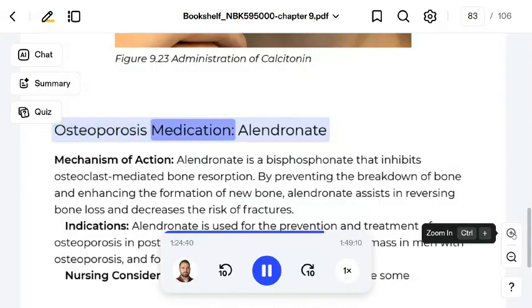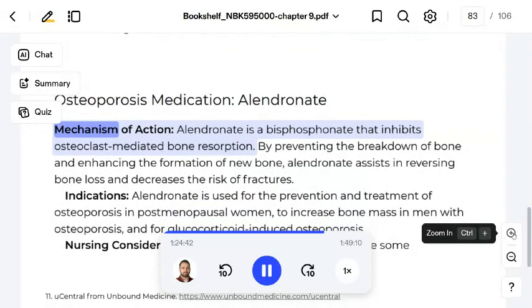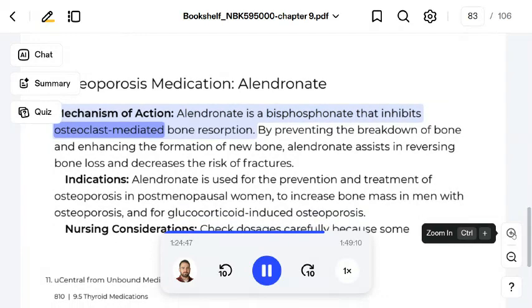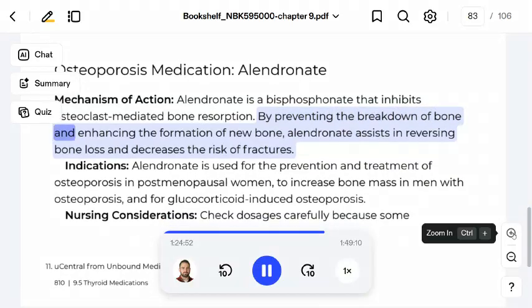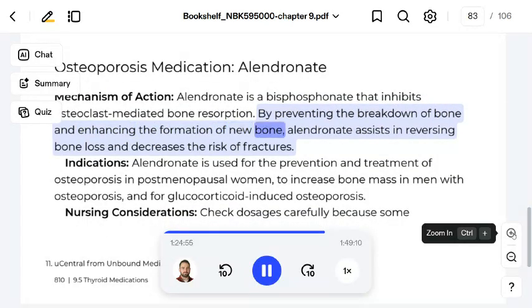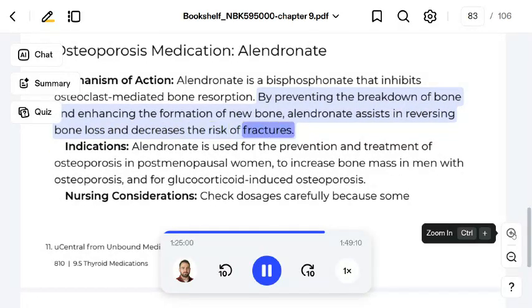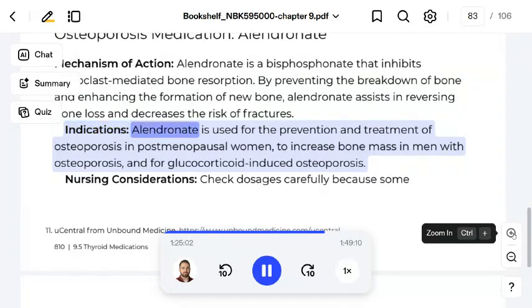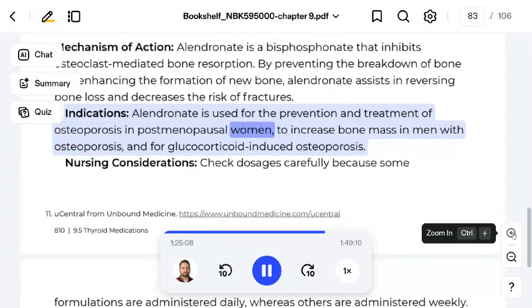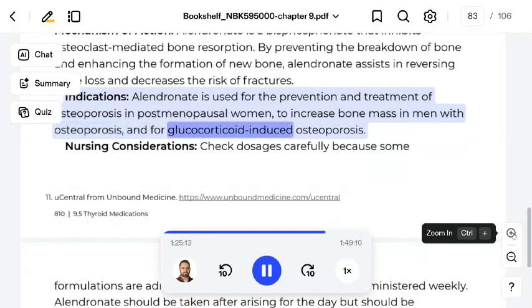Osteoporosis medication. Alendronate. Mechanism of action. Alendronate is a bisphosphonate that inhibits osteoclast-mediated bone resorption. By preventing the breakdown of bone and enhancing the formation of new bone, alendronate assists in reversing bone loss and decreases the risk of fractures. Indications: alendronate is used for the prevention and treatment of osteoporosis in postmenopausal women, to increase bone mass in men with osteoporosis, and for glucocorticoid-induced osteoporosis.